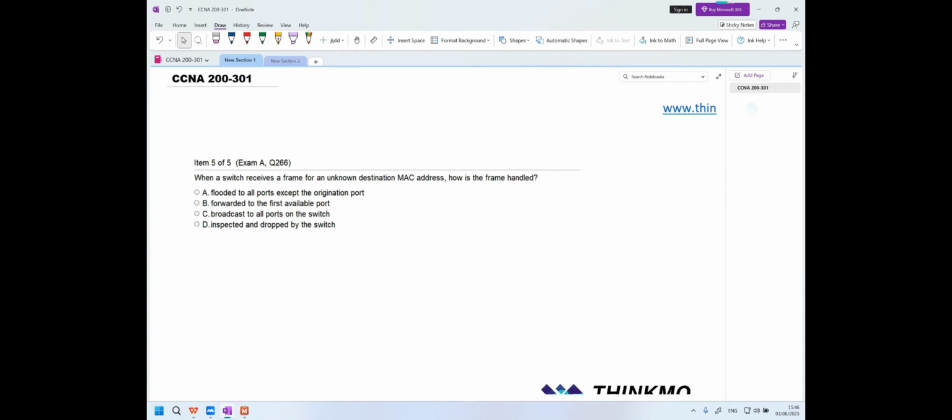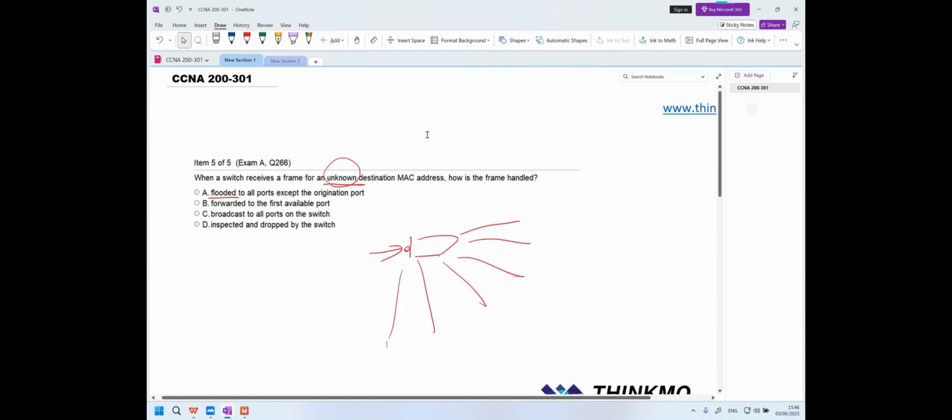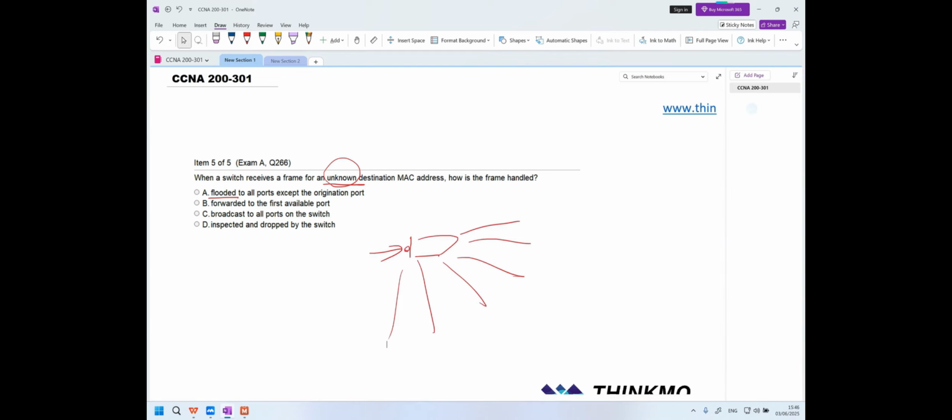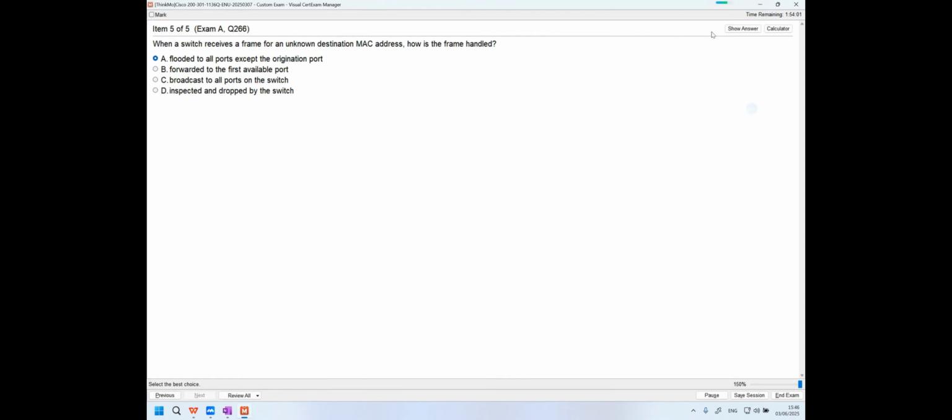This question says that when a switch receives a frame with an unknown destination MAC address, how does the switch handle it? This unknown unicast frame is actually just flooded to all interfaces except the one it was received on. If I received it from here, then except for this interface, I will flood and forward it out of all the other interfaces. So the correct answer to this question is, in fact, A. Please choose A.